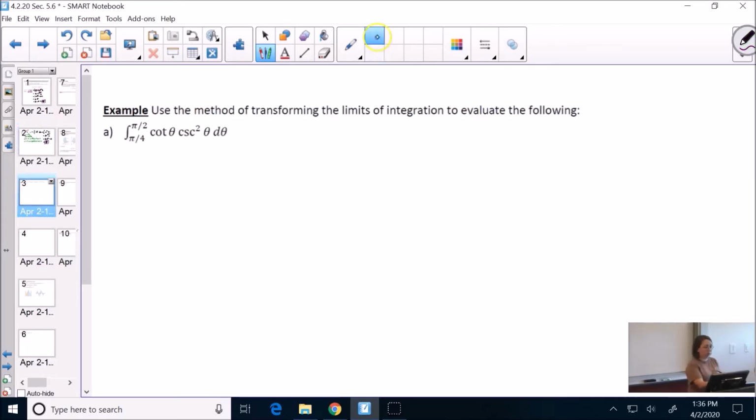Alright, let's try some more. I'm going to focus on the u sub notation. I'm going to let y'all use the other video I made to practice the x notation. Alright, so use the method of transforming the limits of integration to evaluate the following.